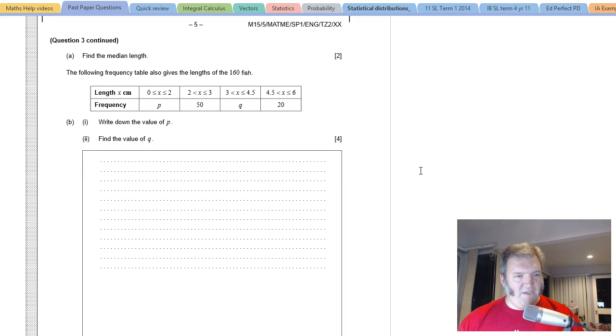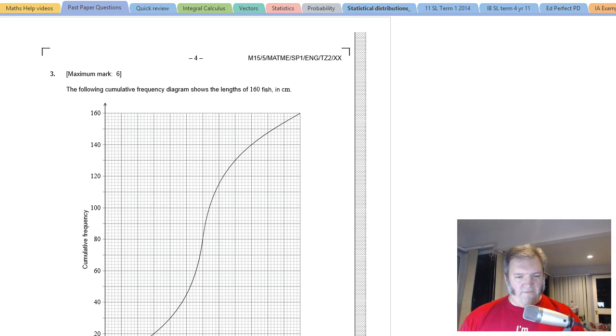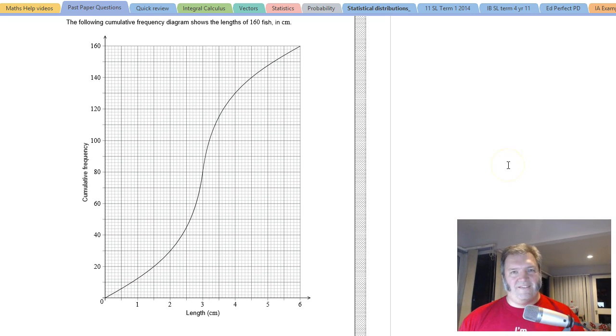So, find the median length. First one, we've got to find the median length. You've got to show some evidence when you're doing these that you know what you're doing. So the median, when you're dealing with a cumulative frequency graph, usually to find a median, we take the number of scores, add 1 and divide by 2. When you're doing it with the graph, they're happy for you to just use 80 as being half of 160.